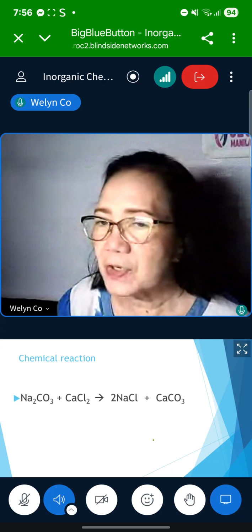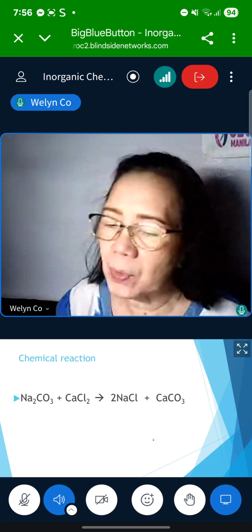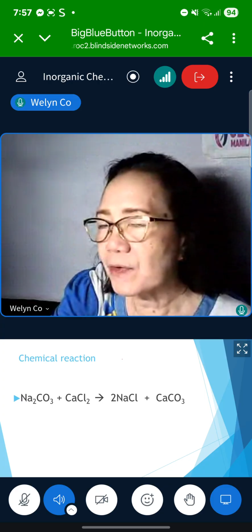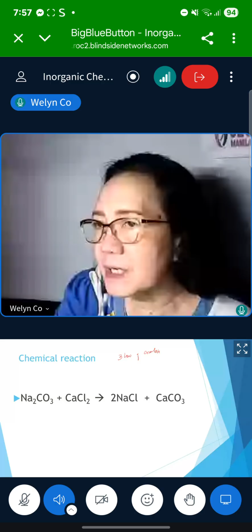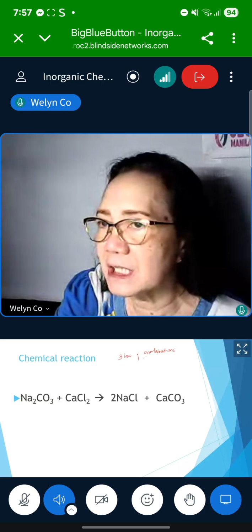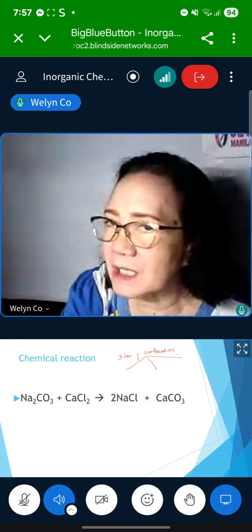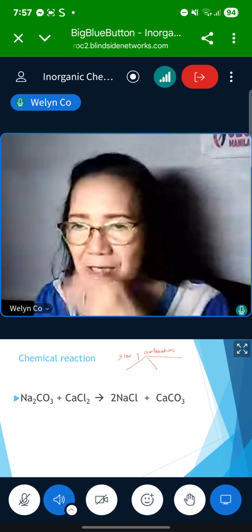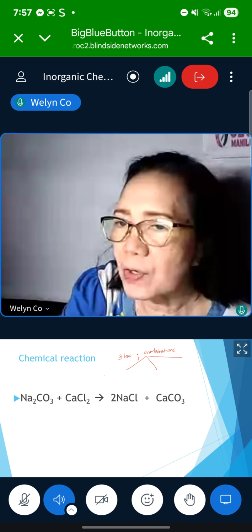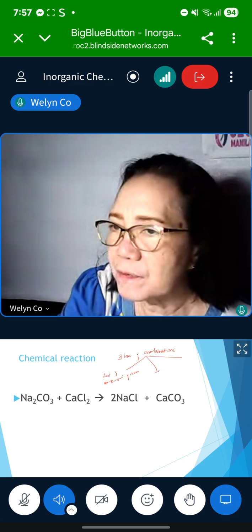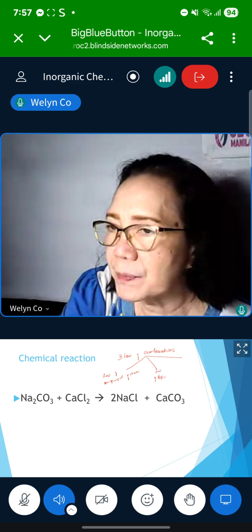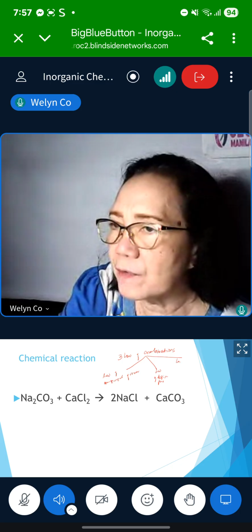Then for the chemical reactions, ito yung ating pag-balance. We always have to know that in a chemical reaction, we have to follow the 3 laws of combination. Ano nga ba yung 3 laws of combinations? Ito mga batang tandaan nyo, yung mga dinadaldal kong to. Kasi yun ang mga wala dito, hindi ko na-insert yan dito sa PowerPoint. So you have your law of conservation of mass, your law of definite proportion, and then the law of multiple proportion.